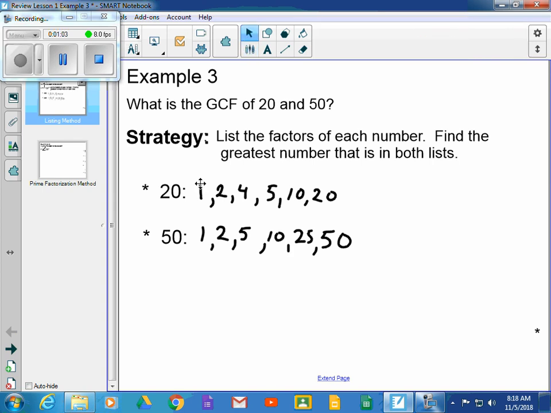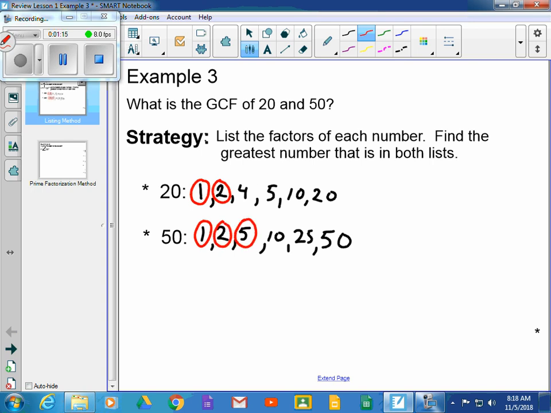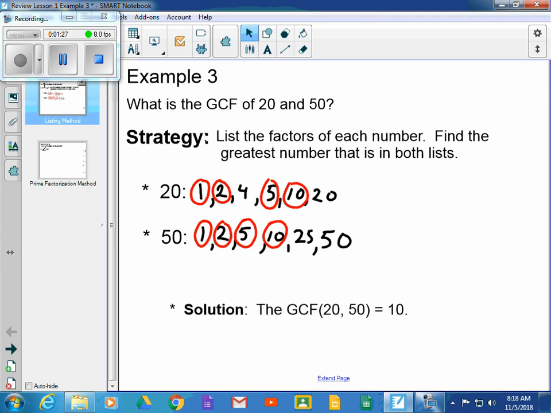Now, after I get my list completed, I'm going to look for what factors they have in common. I can see they both have a 1 in common, a 2 in common, a 5, and a 10. Finally, the greatest of those common factors is my greatest common factor. So the largest of those common factors is 10. Greatest common factor of 20 and 50 is 10.